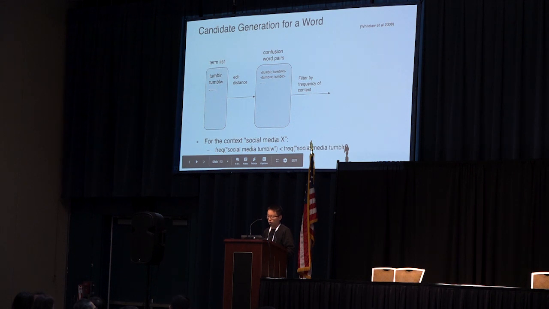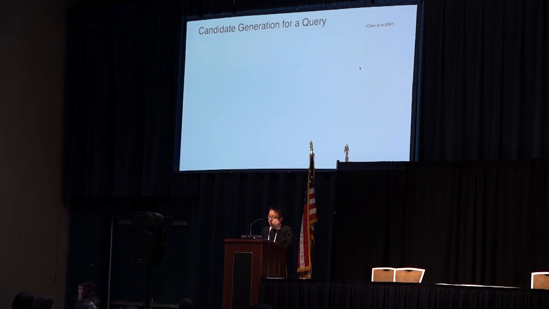The context could be social media. So the frequency of social media tumble W must be much smaller than the frequency of social media Tumblr. So, and then we are able to remove the wrong candidates. The next step is to generate the candidates for the query.